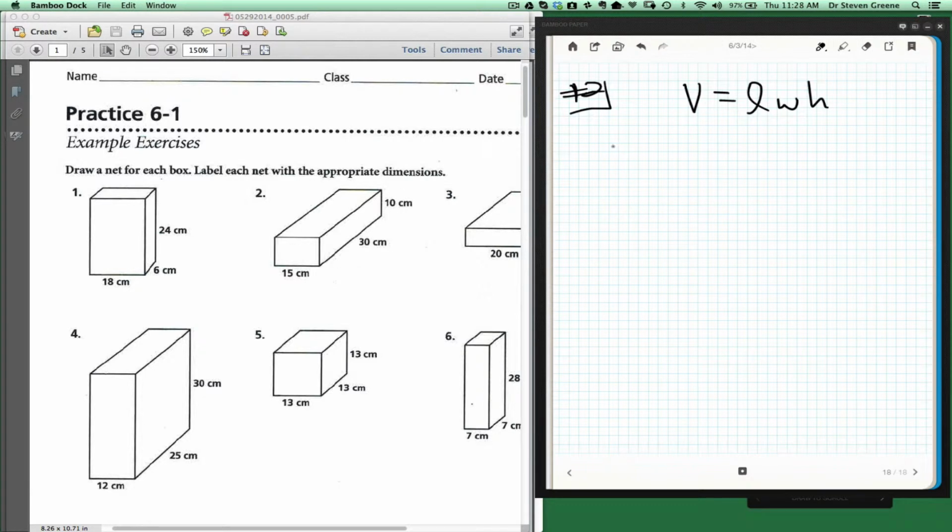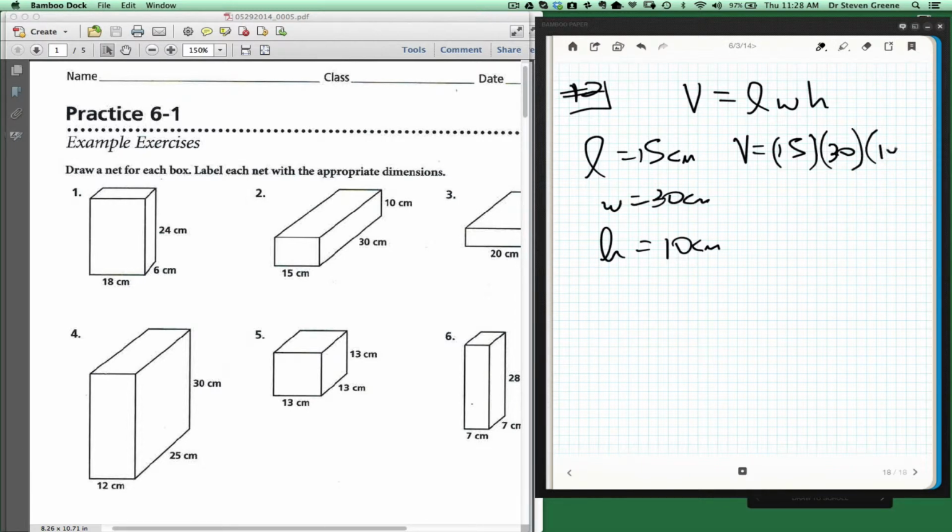Okay, now we're looking at number 2 here. You tell me, what's our length? 15 centimeters. That's good. Very good. So this is length. What's the width? 30 centimeters. And the height is? 10 centimeters. All right. Now, basically what we're going to do is multiply them, right? Right. All right. So 15 times 30 times 10 is 4,500. Excellent. And again, centimeters cubed.